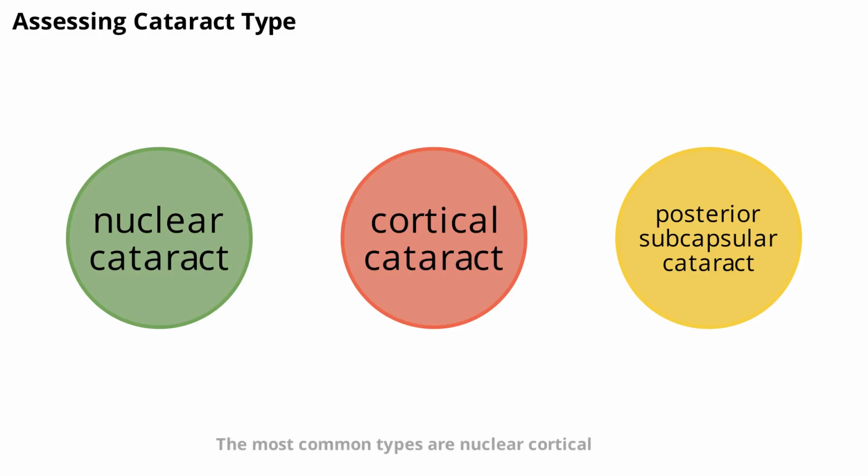The most common types are nuclear, cortical, and posterior subcapsular cataracts. Identifying the type helps guide treatment decisions and provides insight into how the cataract may progress.